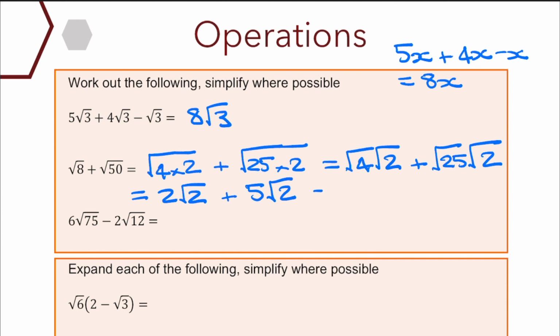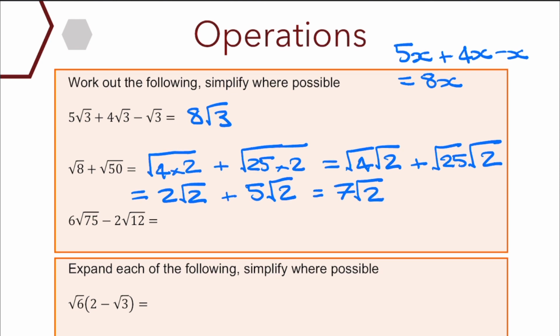Now what you notice is that you do have like terms, so you can collect them together. Going to say it in a very similar way to how I said the previous one. We've got 2 root 2's, and we're going to add 5 more root 2's onto that. Of course, we've got 7 root 2's altogether then.